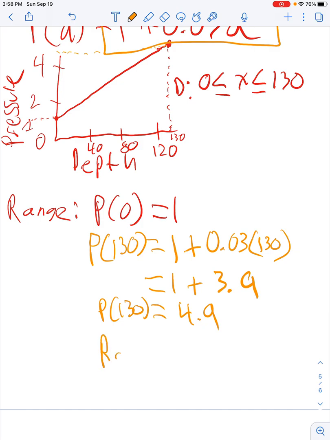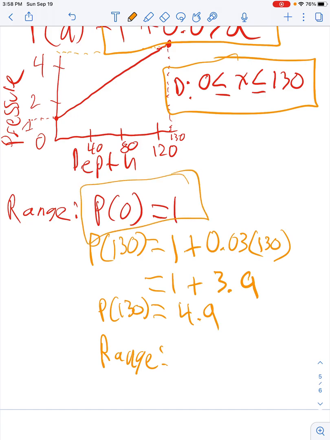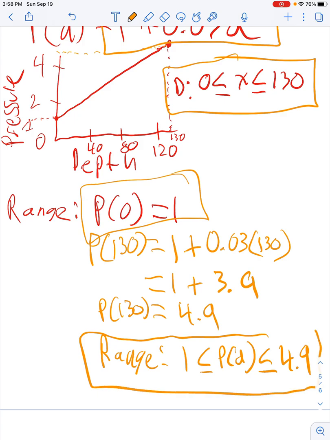So again, our question was, what's the domain and what's the range? We got the domain right here. The range is going to go from 1 all the way to 4.9. I'm going to say that this is P of D, also known as my y values. So that's how you calculate the domain and the range.